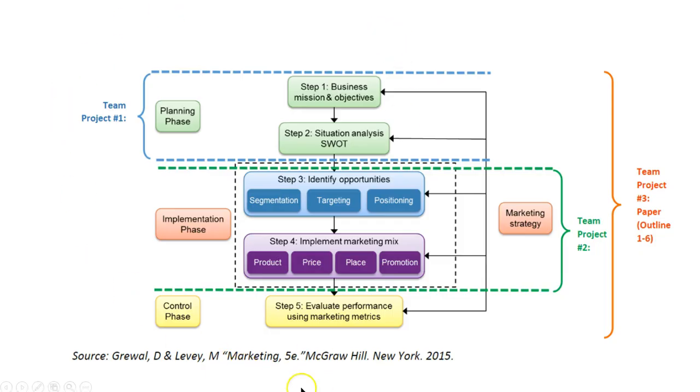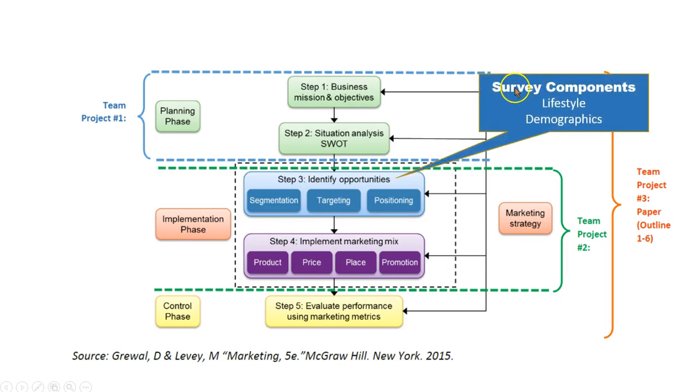This is the marketing plan diagram, and you'll find that there are 3 stages: planning phase, implementation phase, and control phase. Team project 1, or the planning phase, are the steps 1 through 2, and we've discussed that in a previous video. And in the implementation phase, this is the marketing strategy, and this is where you will conduct a survey in step number 3, identifying opportunities as part of your segmentation, targeting, and positioning exercise.